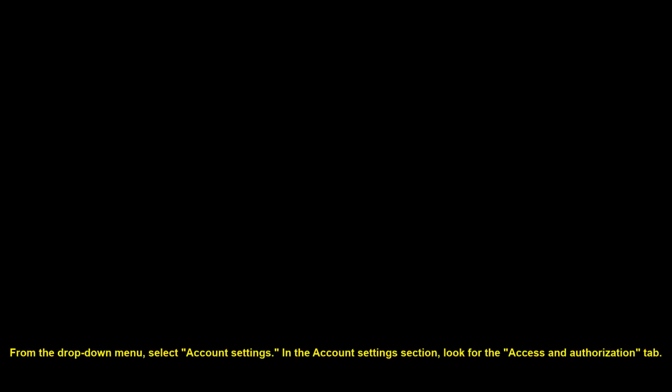First, log in to your Google AdSense account. Once you're logged in, locate the gear icon at the top right corner of the page. Click on the gear icon to access the settings menu. From the drop-down menu, select Account Settings. In the Account Settings section, look for the Access and Authorization tab. Click on that tab to proceed.